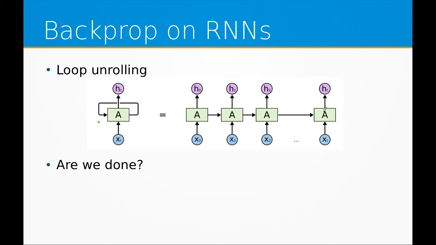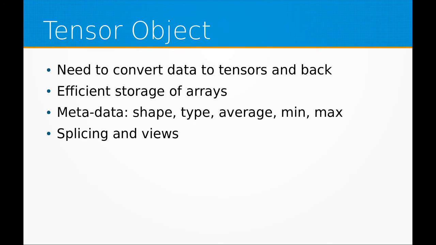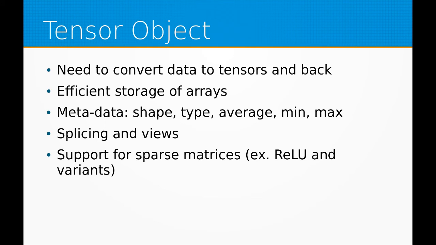Continuing where I left off, the tensor objects. So what does a tensor object consist of? It consists of an efficient storage of arrays along with metadata such as shape, type, average, min, max, and it should support slicing and views. And also, like I discussed, it should have support for sparse matrices.